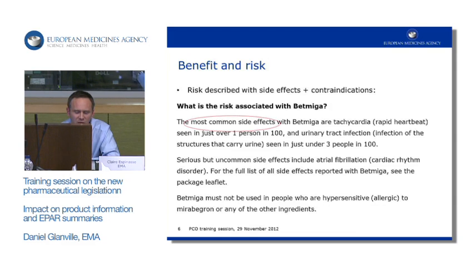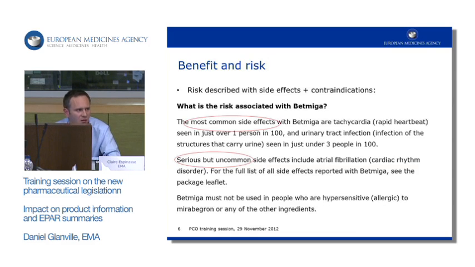So you have this text, which is actually based on section 4.8 of the SPC, where there is a summary of the safety profile, and we try to base our lay language summary on that. So in this example, which is a medicine for overactive bladder syndrome, we've stated the most common side effects, as well as serious but uncommon side effects, because the SPC was written in a way that allowed us to identify those very easily. Was there a question?